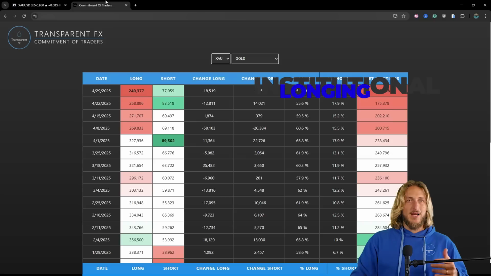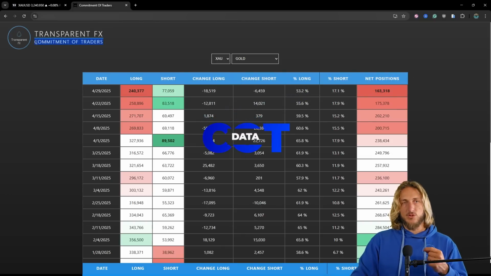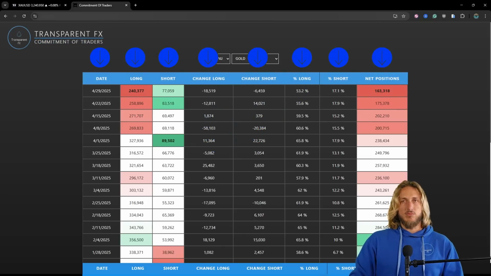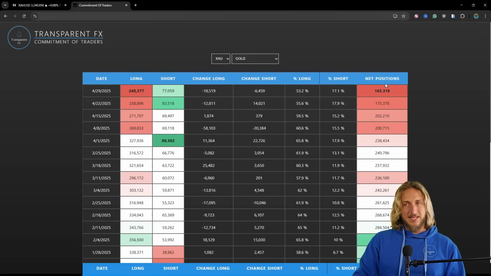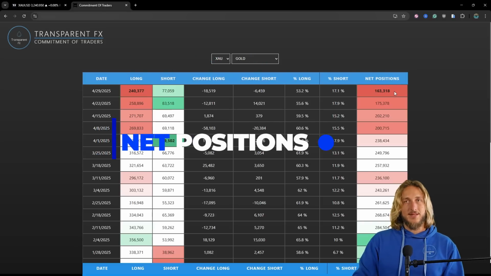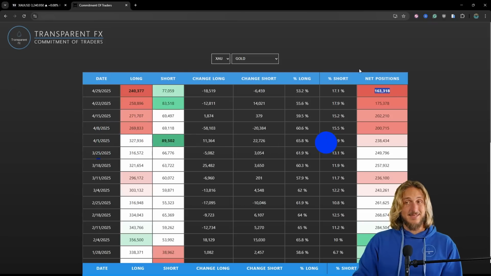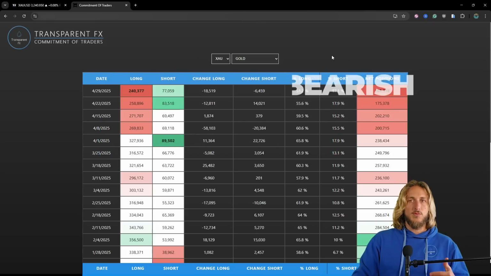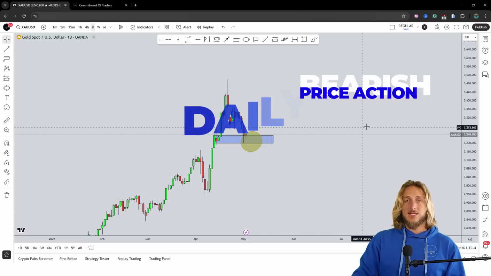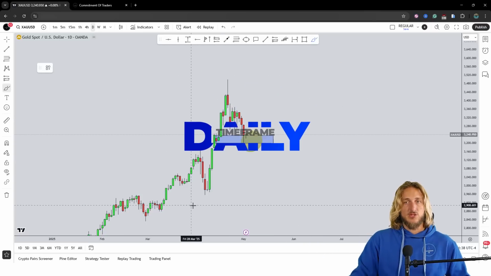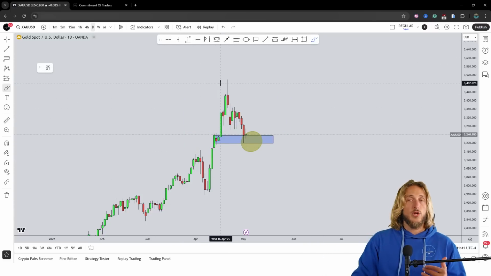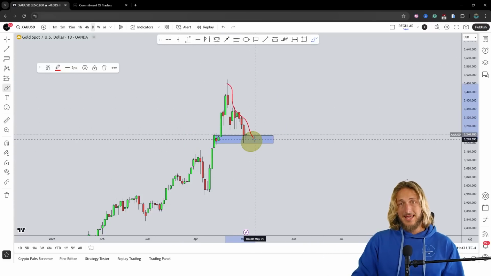Speaking about institutional buying, if we go and see what we have when it comes to the commitment of traders, so what the big players in the market are doing, and we look at the data for gold, we can see how with the last reports, net positions have been decreased. We went from 200k now to 163k, showing how institutions in the very short term are moving back to the bearish side for gold, which is exactly what we expected, because after a huge impulse to the upside, what you are expecting for is a correction.